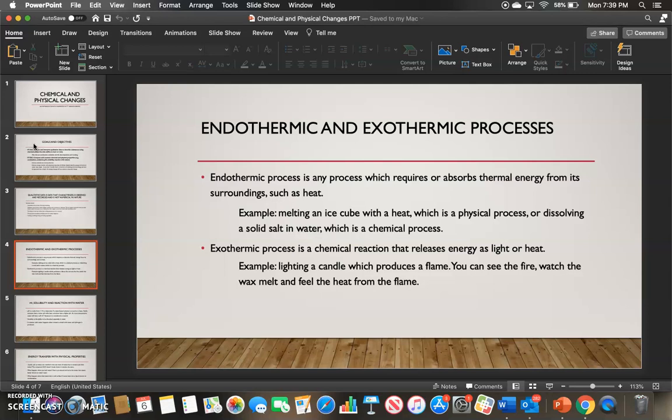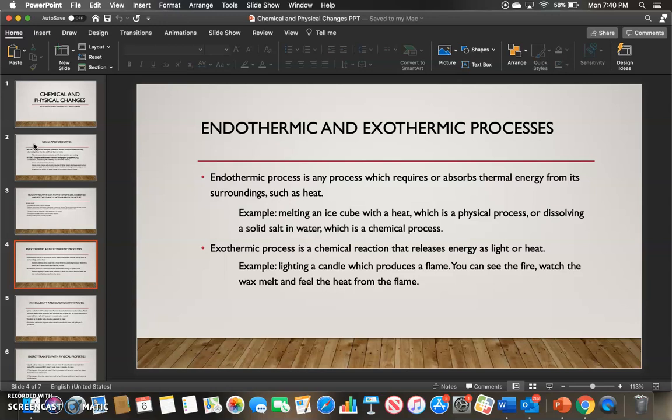Endothermic and exothermic processes. An endothermic process is any process which requires or absorbs thermal energy from its surroundings, such as heat. Example, melting an ice cube with heat, which is a physical process, or dissolving a solid salt in water, which is a chemical process.